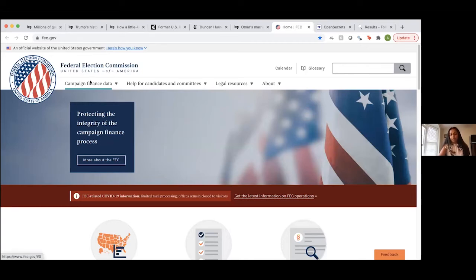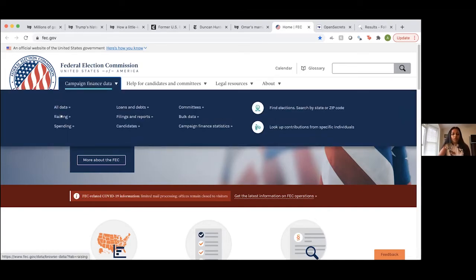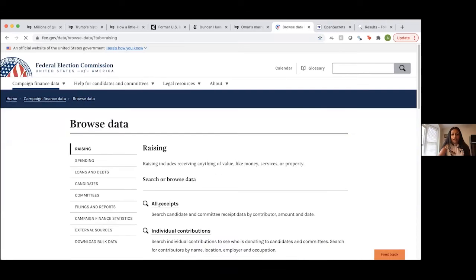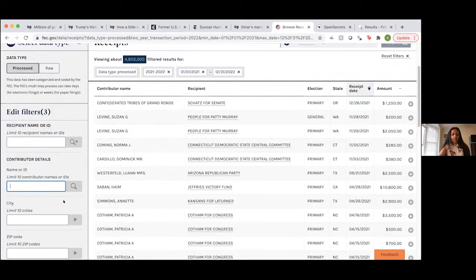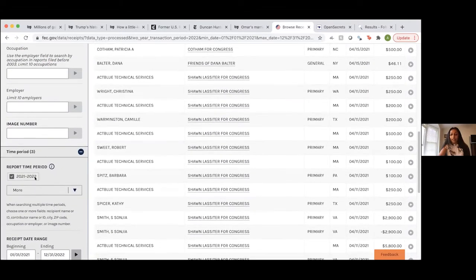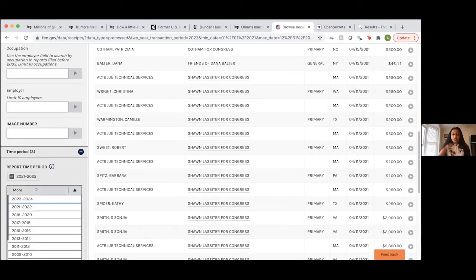One thing which infuriates me, which I'm going to show you so you don't have this problem, is if you go into, okay, we can go into raising and go into all receipts. So we are looking for campaign contributions coming in from a person. You put in the name of the person here, contribution details, and then you have to go in and change the cycle. All campaign finance is in 2-year cycles. So we're in the current 2022 filing, but there's just been one quarterly filing so far, so you're not going to find anything. So you need to go in and look at what other time periods you want.